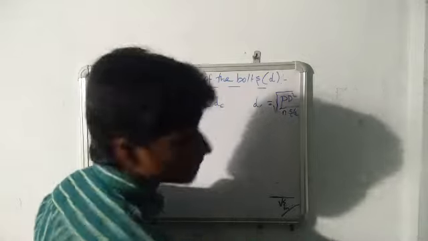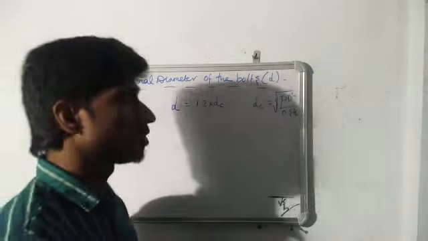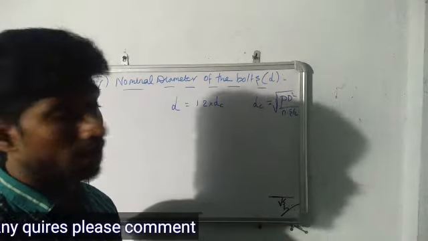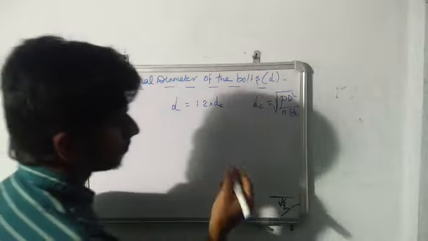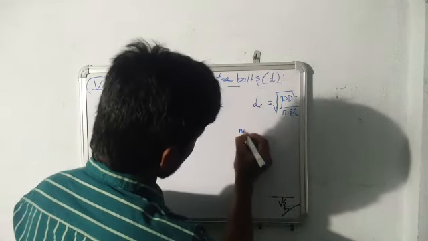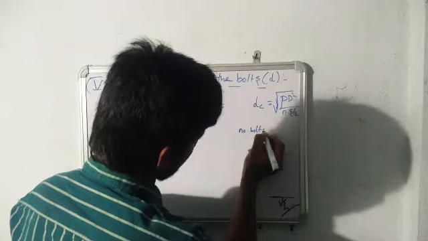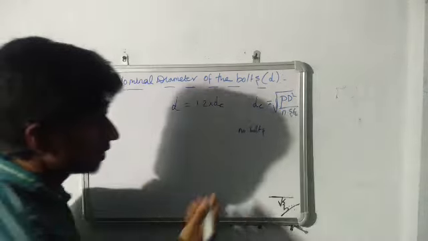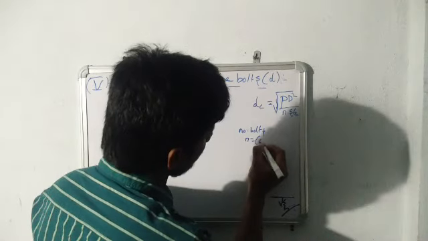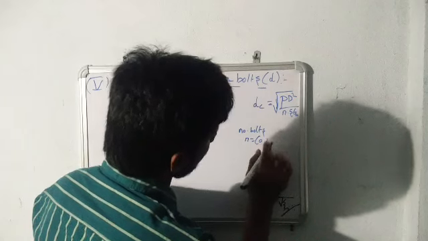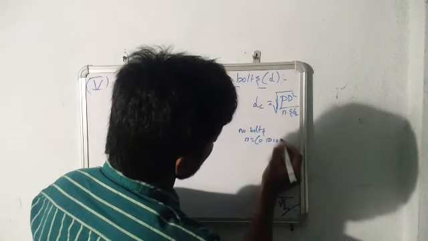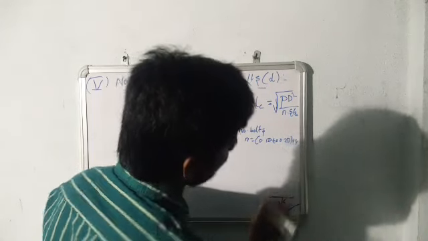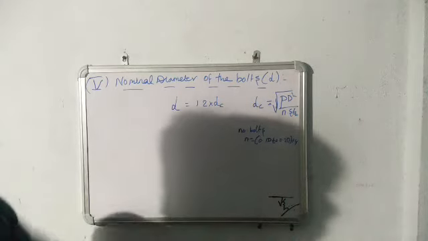P is the maximum pressure, that is 9 to 10 times the mean effective pressure, and D is the diameter of the cylinder. We have already derived that. Next, N is the number of bolts. We don't know how many bolts are preferred in the engine cylinder, so for that purpose we consider 0.1 times D to 0.2 times D plus 4. By doing this we get the number of bolts.